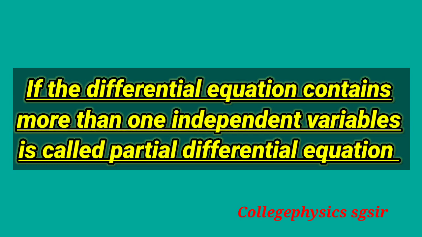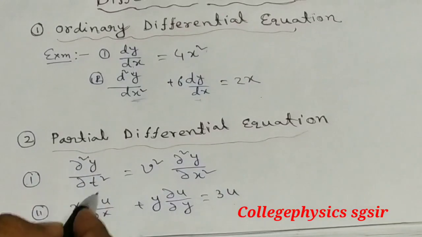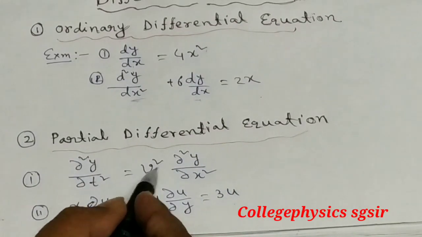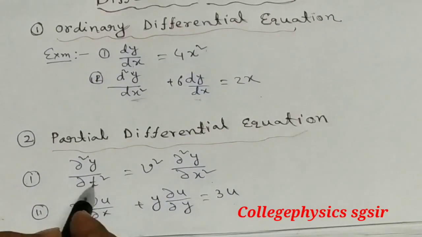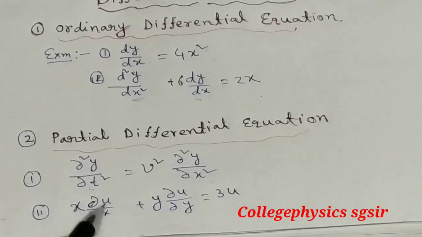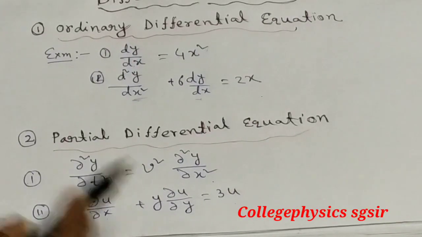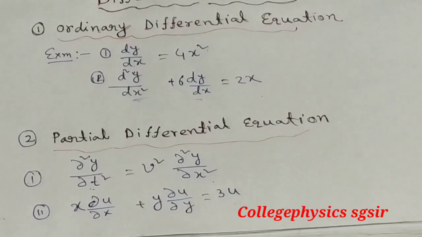Now if the differential equation contains more than one independent variable, then it is called a partial differential equation. For example, del square y/del t square equals v square del square y/del x square. Here two variables are there, t and x. Also x del u/del x plus y del u/del y equals 3y. Here also two independent variables.